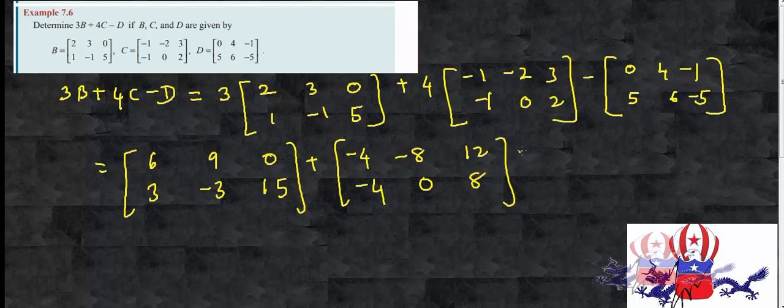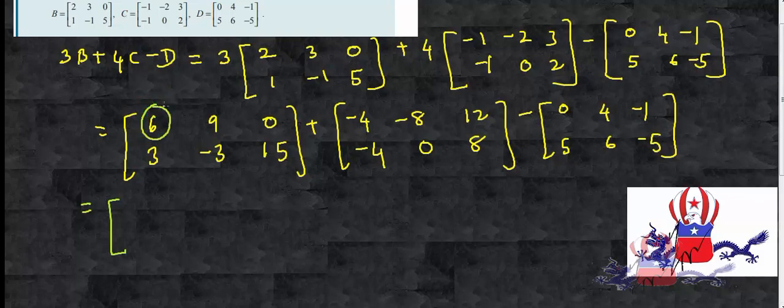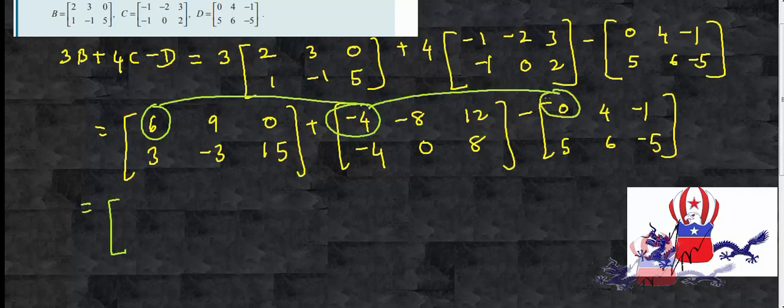Follow it up with placing the matrix D. That's going to be negative of [0, 4, -1; 5, 6, -5]. Now you need to do the most important part, that is to simplify all these matrices. That could be done by adding the first element with the first element of matrix C, following it up by adding the first element of matrix D. That would be 6, -4, -0. Follow the same pattern for the second element, 9, -8 and -4. The third element 0, positive 12, negative times -1 would give me positive 1.